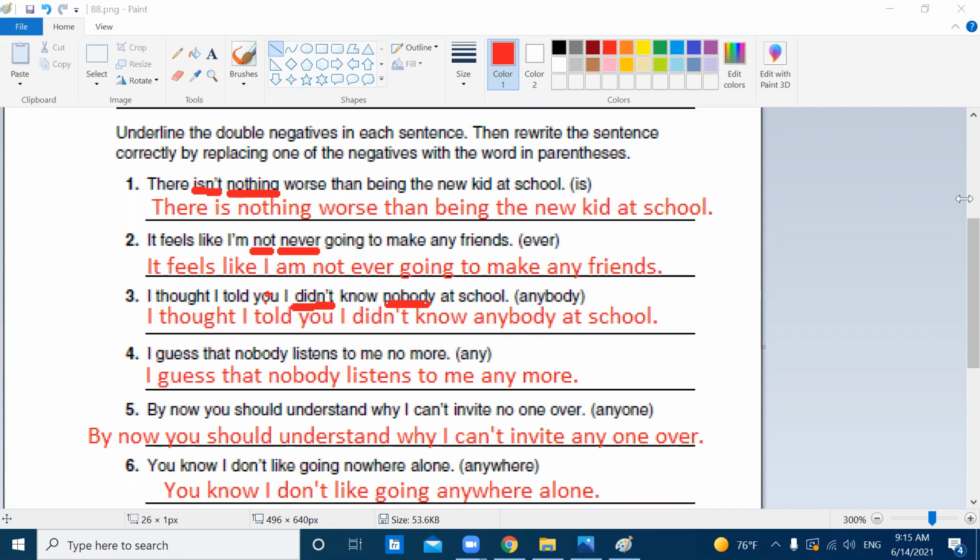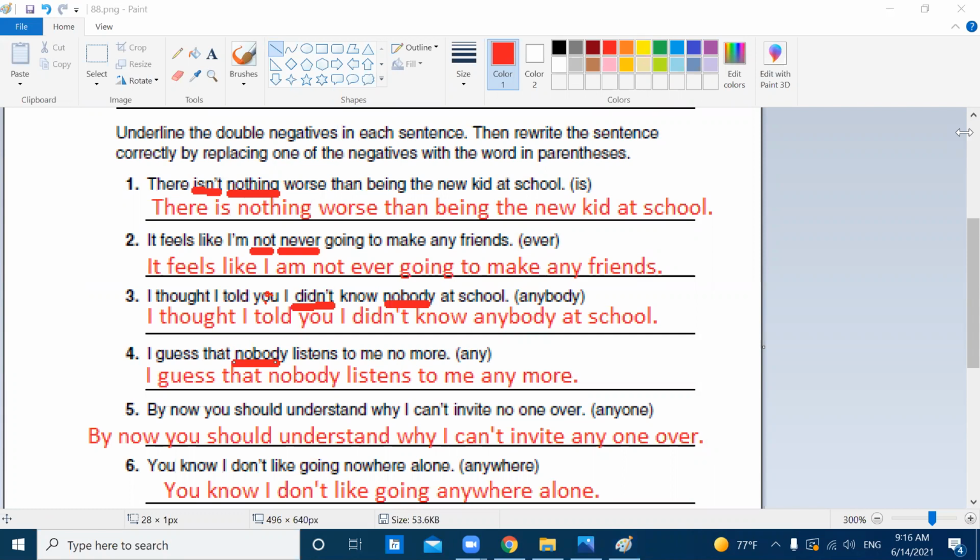Adult, read number 4 and tell me the 2 negatives, please. Okay. I guess that nobody listens to me no more. No, nobody. Yes, and? Listen. I'm sorry, I can't hear your voice. Listen. Not listens. Listen is not negative.